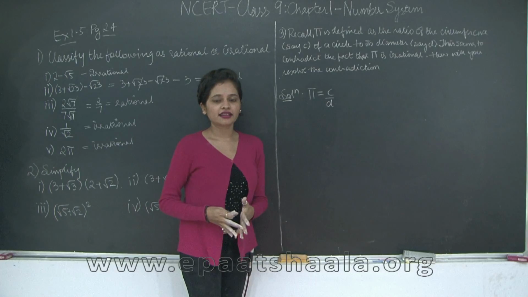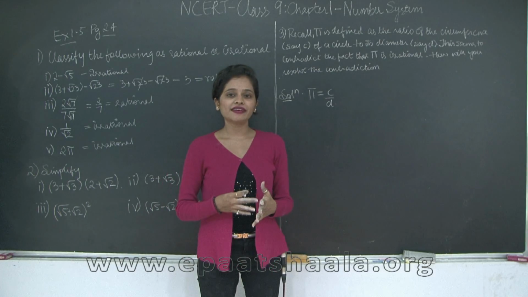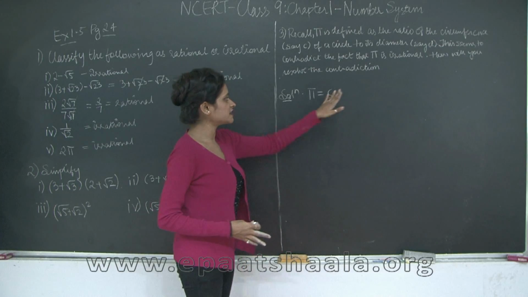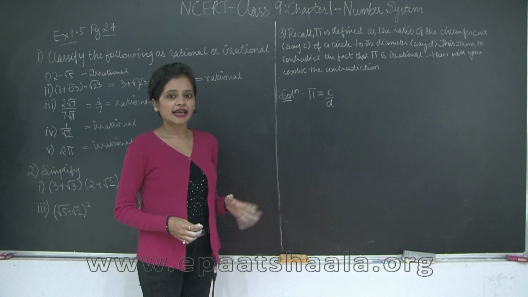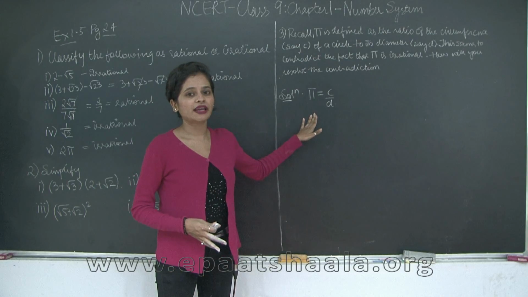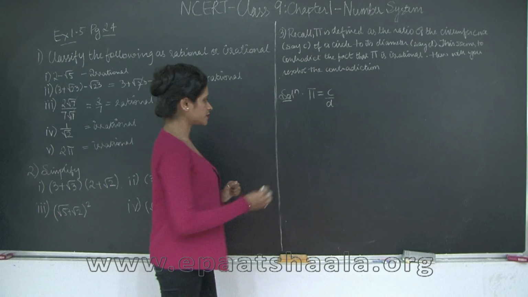Just notice one thing, that whenever you are taking any measurements using scale or any other device, you always get an approximate value which is a rational number. So you may not realize whether either of C or D are irrational. Therefore, there is absolutely no contradiction that pi is irrational. Pi is always going to be an irrational number. Let me write down the solution so that you can write it in your books.